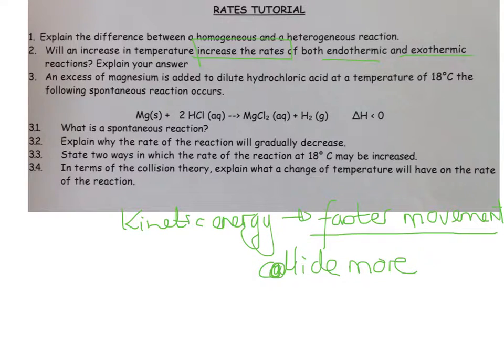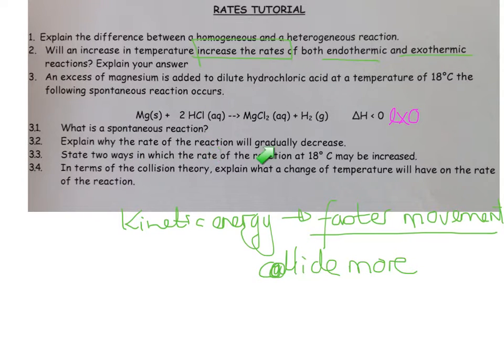An excess of magnesium is added to dilute hydrochloric acid at a temperature of 18 degrees, and the following spontaneous reaction occurs. So we've got magnesium, it's a solid, hydrochloric acid, which is an aqueous solution. We've got magnesium chloride, which is in solution, and hydrogen gas given off. They tell me that the delta H value is negative. That is clear that it is an exothermic reaction. They asked me what is a spontaneous reaction. A spontaneous reaction doesn't have to be an exothermic reaction; it can be non-spontaneous as well. Spontaneous reaction simply means that I do not have to add additional energy to get the reaction to go.